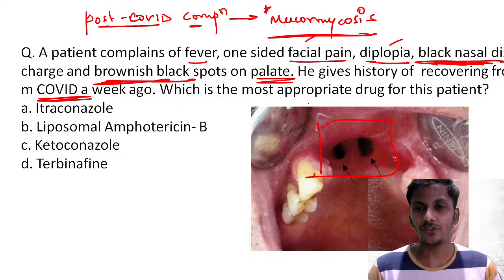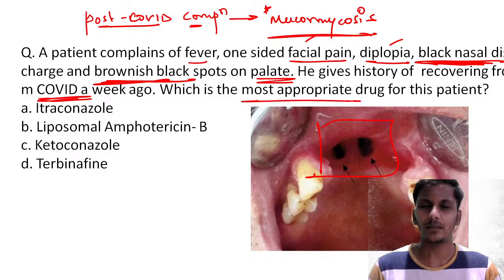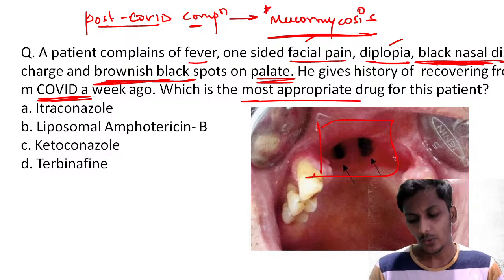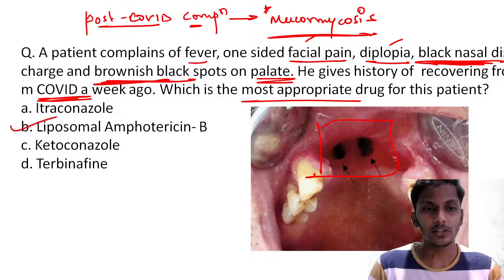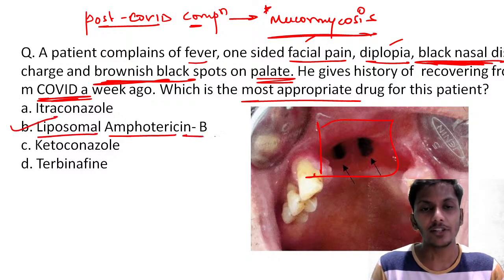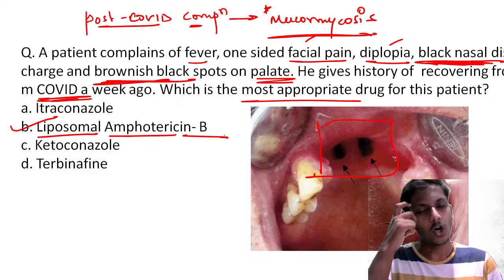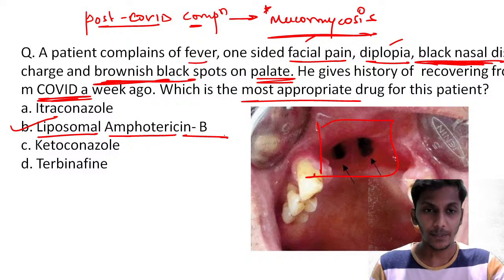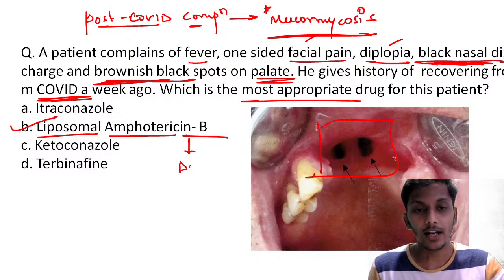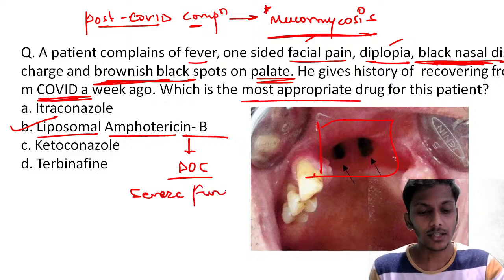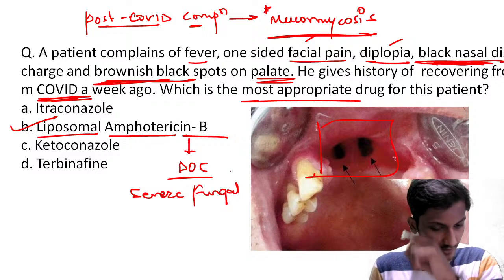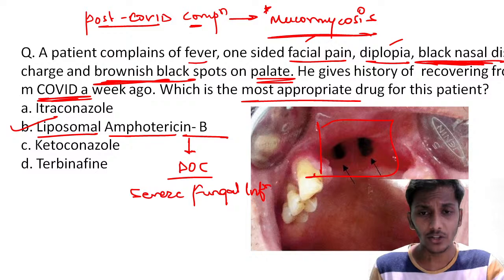So which is the drug of choice? They are asking most appropriate drug, मतलब वही drug of choice they are asking. Very good, Nishant. The answer over here is option B, liposomal amphotericin B. So please remember, LAMB or liposomal amphotericin B is the drug of choice in severe fungal infections like mucormycosis.